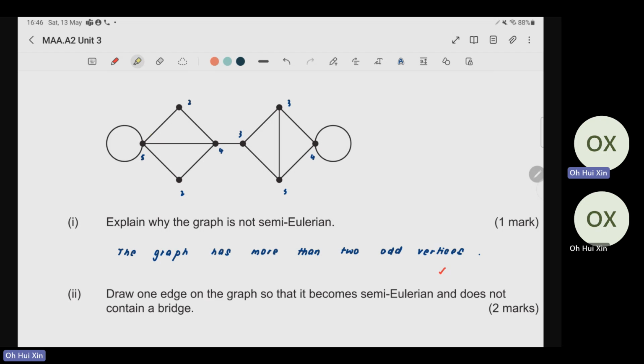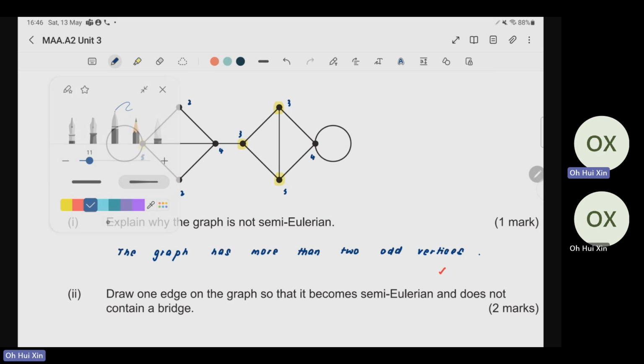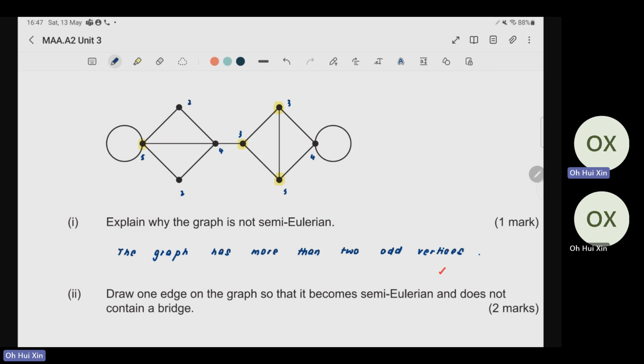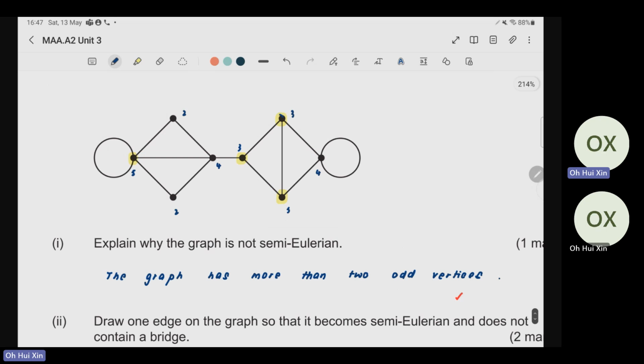You have 4 odd vertices. This is 5, this is 3, this is 3, this is 3. If the question wants you to draw only one edge, then you should connect 2 of the odd vertices together. When you draw an edge connecting 2 of the odd vertices, the degree of those 2 vertices will become even. Then you will be left with exactly 2 odd vertices.